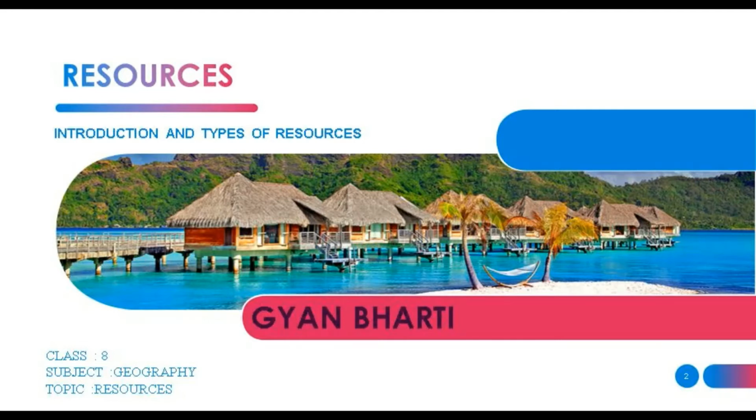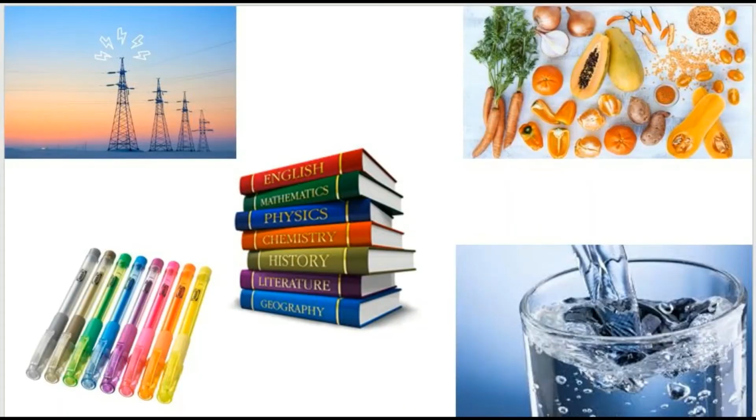Today we will learn the first chapter of geography and the chapter name is resources. So before starting the chapter, I have some examples for you. Water, electricity, vegetables, textbook, pen, whatever you are using right now have something in common. They all have been used by you, so they have utility or ability of use. Utility or usability is what makes an object or substance a resource.